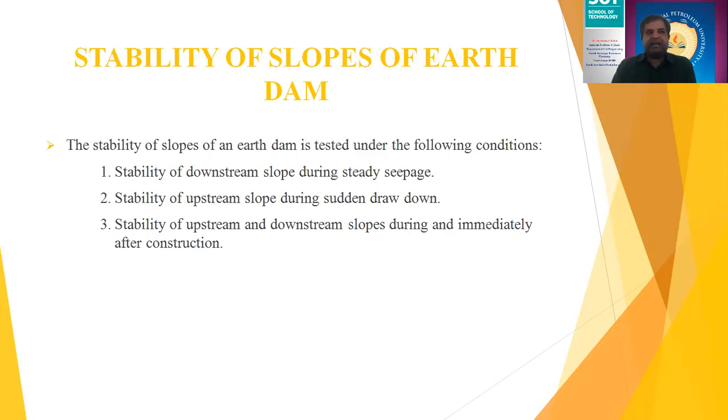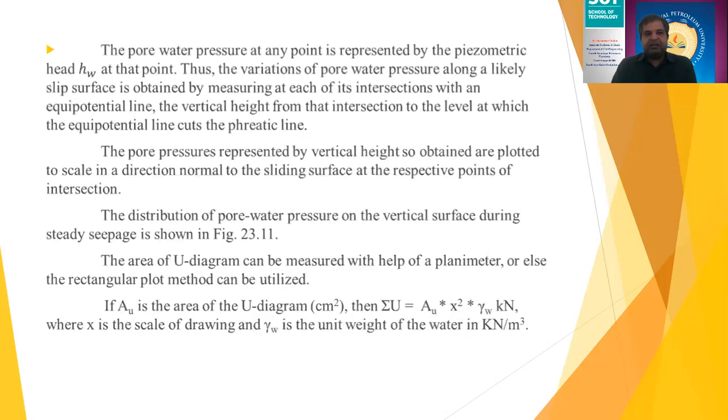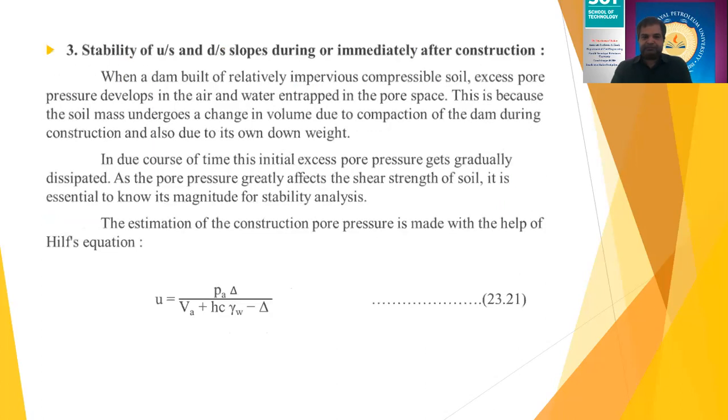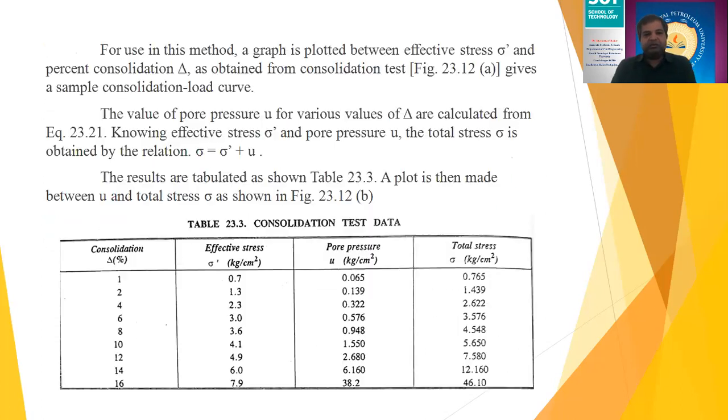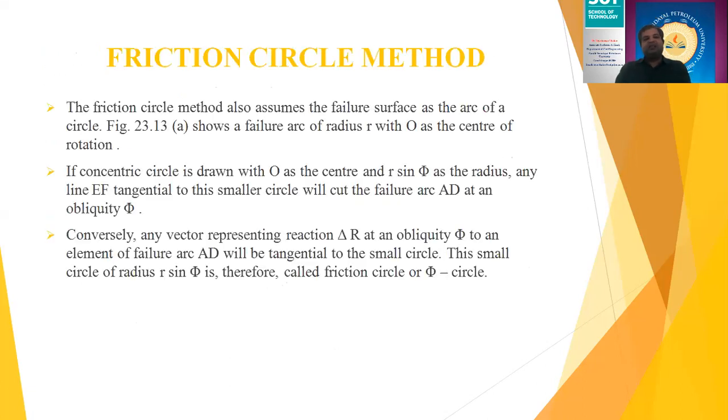After this method, I have shared one solved problem video, in which the stability of slope for an earthen dam with the Swedish slip circle method has been solved. Right now, let us move further. This is all we have discussed last time. Now, today we are going to discuss two methods. One is the friction circle method, and the other is the Taylor stability number.